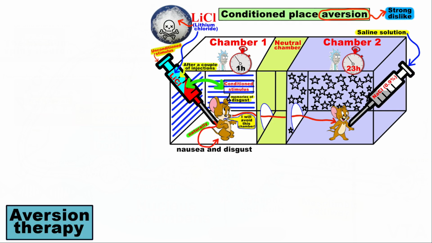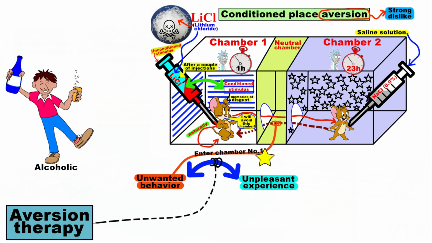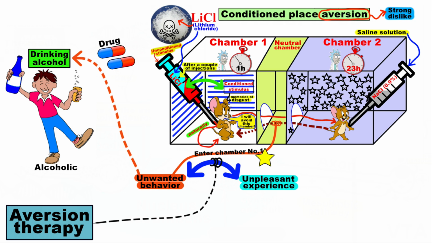Aversion therapy is one application of conditioned place aversion. In aversion therapy, we intentionally form a paired association between an unwanted behavior and an unpleasant experience. Let's just say, for the experiment's sake, that the unwanted behavior is the mouse entering this chamber. In the case of an alcoholic, the unwanted behavior is drinking alcohol. We can administer a drug that causes someone to become horribly nauseous and even vomit, if he or she ingests even the slightest bit of alcohol.